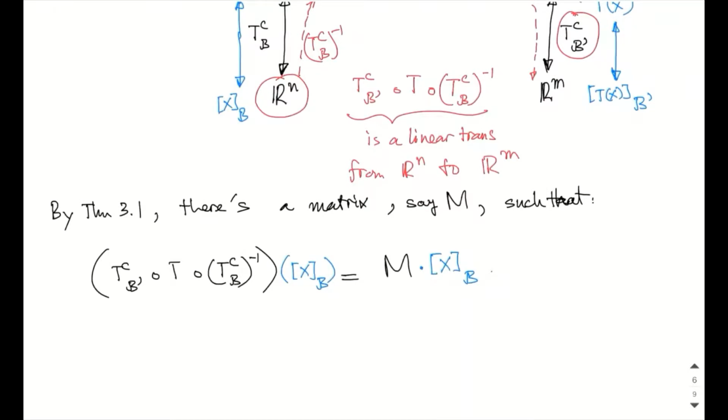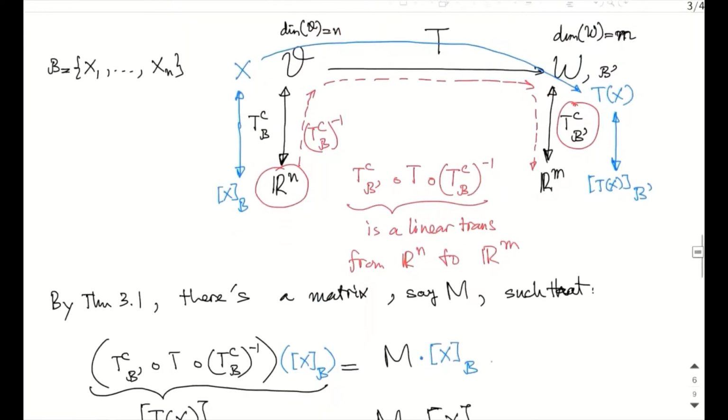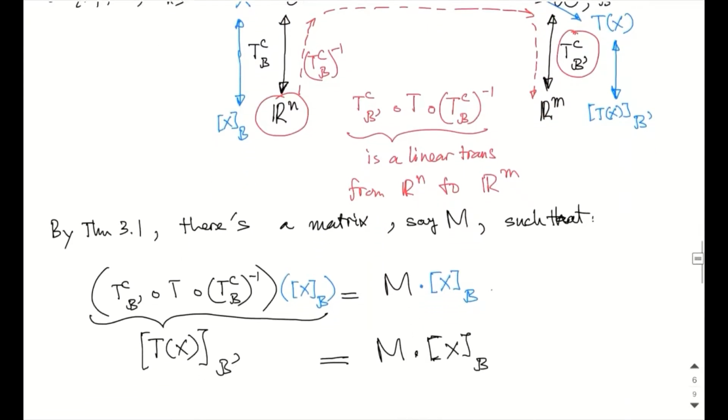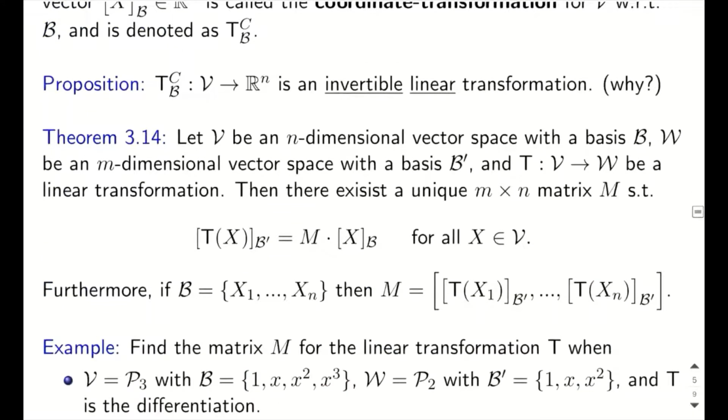So what is this one? As explained on the diagram, this is the coordinate of the image Tx with respect to B prime. And so we have the representation here. This time M does not represent T directly, as you see on the diagram. It represents T after we compose T with the coordinate transformations appropriately. And then how are we going to find the M here?